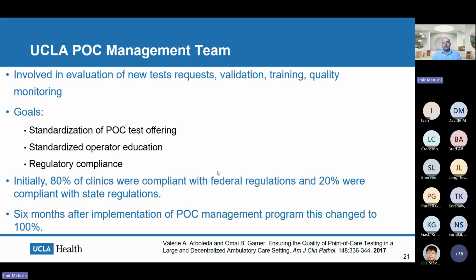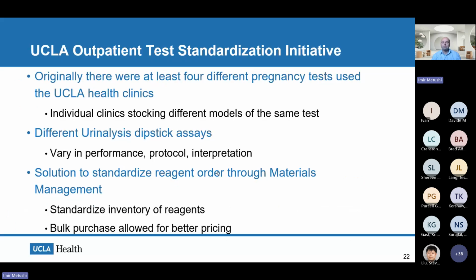Before the program was established, especially in the outpatient space with those clinics, it was reviewed and found that only 80% of the clinics were compliant with federal regulation, had the CLIA certificate of waiver, and only 20% with state regulations, because they are required to also register with the state. And after implementation of the program, all of these numbers moved to 100%. So at least we got that regulatorily compliant.